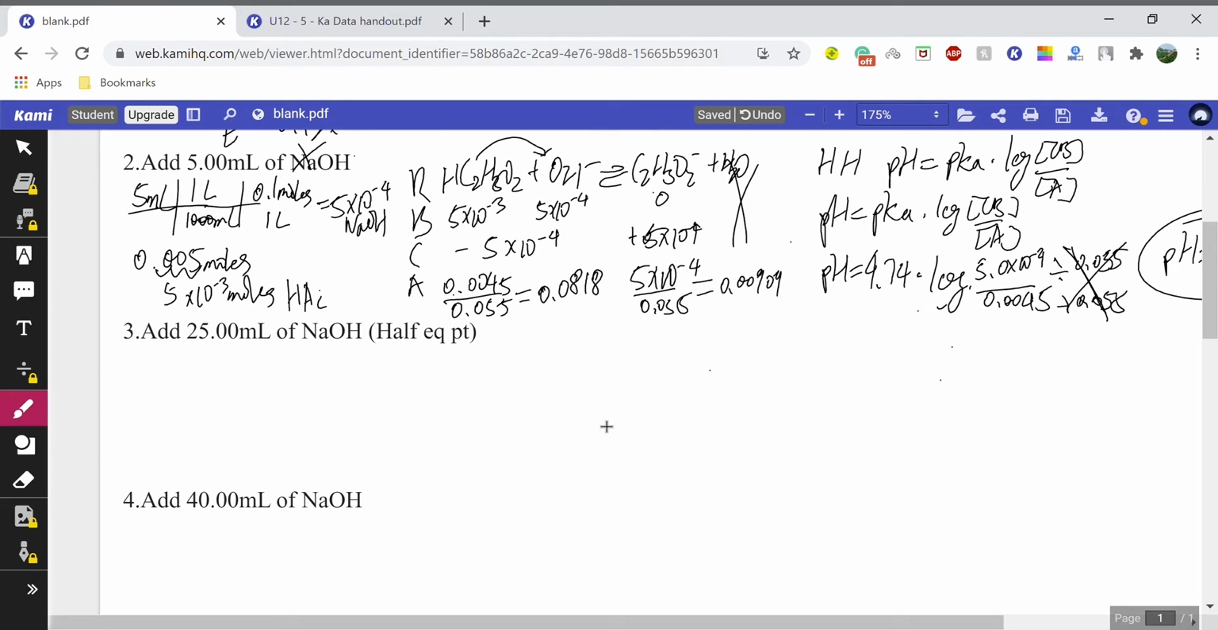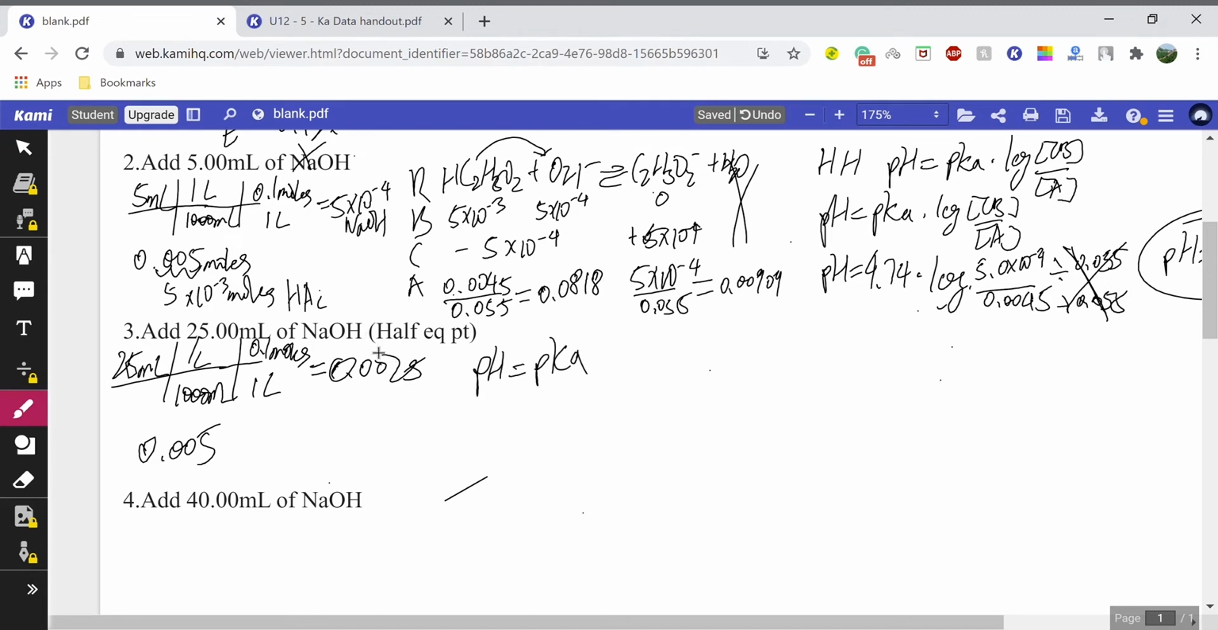Okay, now let's continue. We have 25 milliliters this time. Same process, 1 liter, 1,000 milliliters, and then we have 0.1 moles, our molarity did not change, and 1 liter on the bottom. 25 times 0.1 divided by 1,000 is going to give you 0.0025. Oh wait, no, actually we don't even need all this. Because we're at half equivalence point, what happens at half equivalence point? pH equals pKa. So what is our pKa? 4.74. So our pH is going to be 4.74. It's that easy. We don't need to show any work. We just need to state that at half equivalence point, pH equals pKa, and pKa is 4.74 as we found over here.